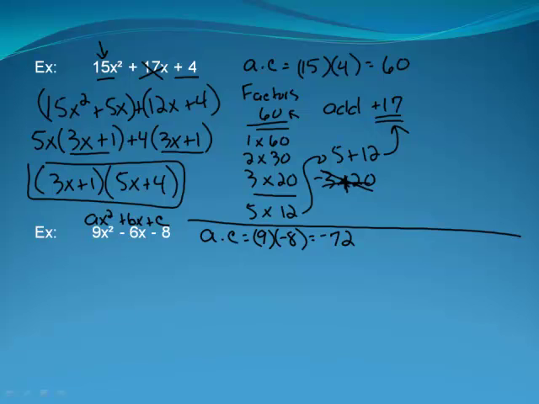What we want to do with that is find factors of negative 72 that will then add to give us our middle term, which is negative 6. So negative 72 does have several different types of factors.